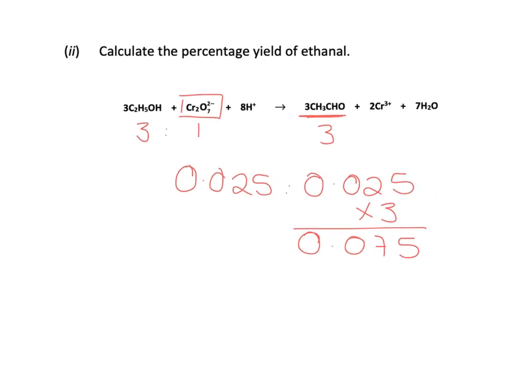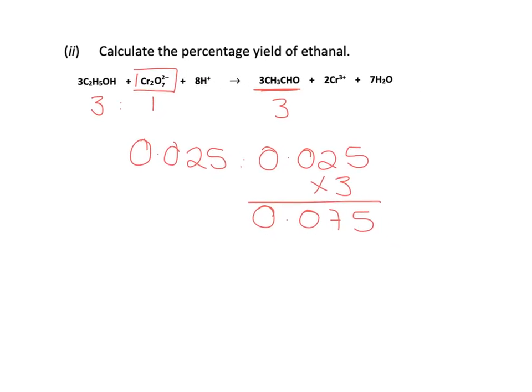To calculate my percentage yield then, so that's my theoretical yield. I take my theoretical yield and I want this in grams, because if we read back through the question, you can see they gave us the actual yield in grams, so we need to convert everything to grams. I'm going to need to multiply my moles by my relative molecular mass.